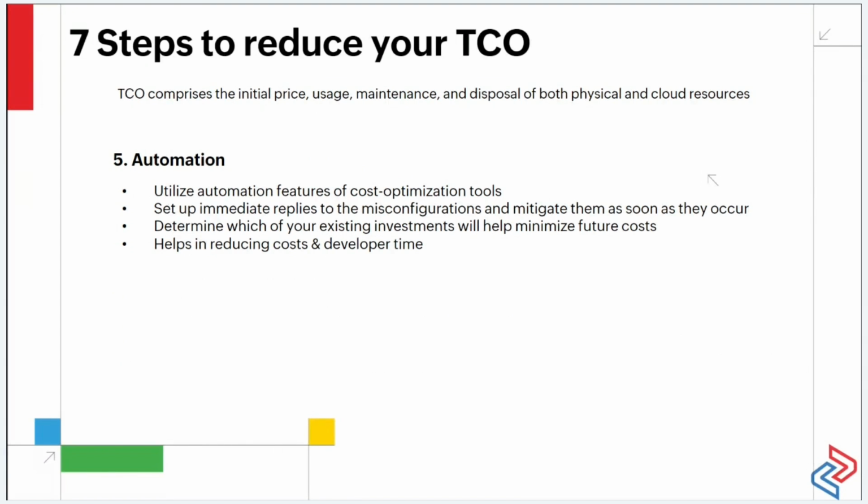Automation should also be configured and chosen in a way that helps you figure out how to minimize your future costs. Automation in turn would also help reduce your costs from a manpower standpoint, because if you have certain automation flows in place, it will mean a reduced amount of time being spent by developers to figure out what needs to be fixed and on what priority.